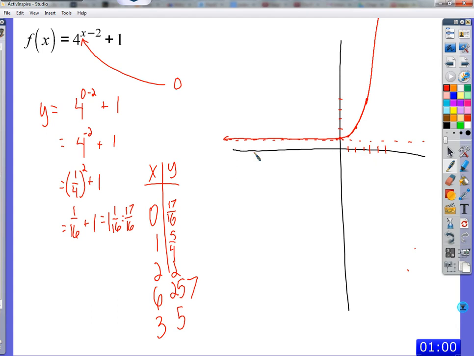And knowing that this can be interpreted as a shift to the right 2, and this is a shift up 1, that can be helpful too. It's really more helpful as a guideline.